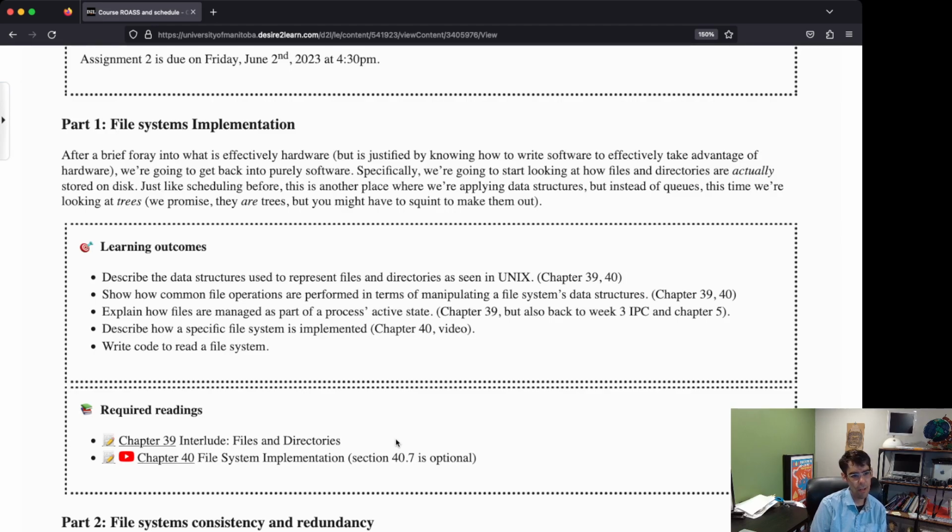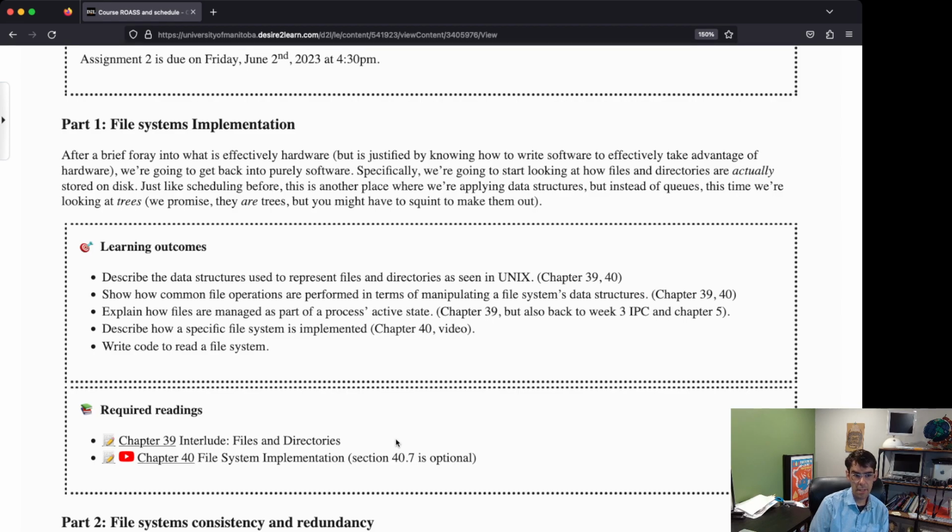Show how common file operations are performed in terms of manipulating a file system's data structures. So this is related to the last one. What are the data structures? And now if we start to talk about system calls, what are the system calls that can make changes to data structures? Which data structures are changed and how are those data structures changed? So if, for example, I am doing an open for create, which data structures in a file system are modified and updated and so on?